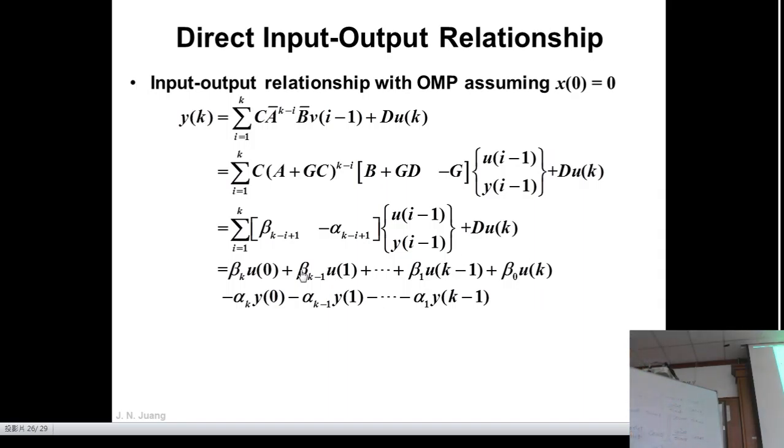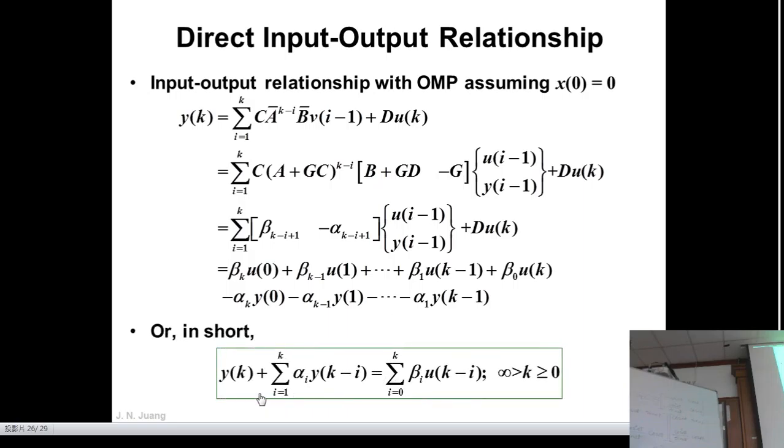So this is why we call it a finite difference model. We have y_k equal to this kind of input and output relationship. In short, we move all the Y to the left-hand side and all the U to the right-hand side, and this is what we call the finite difference model. This kind of model is used in different disciplines.